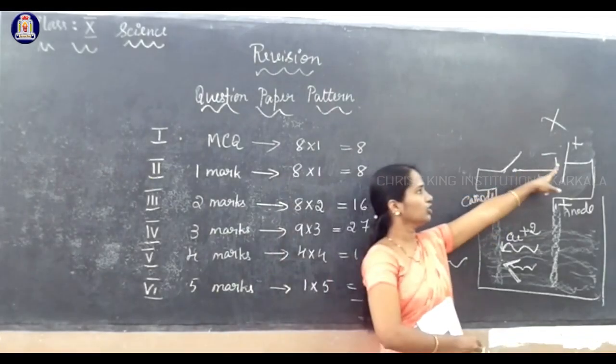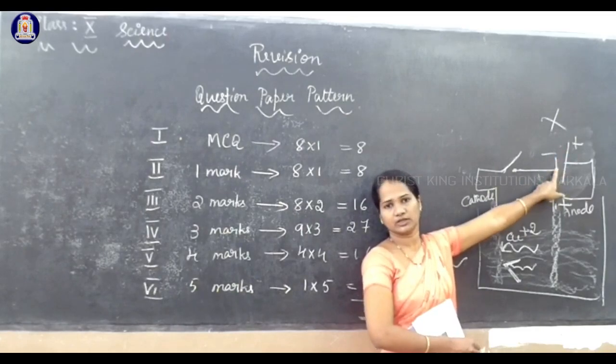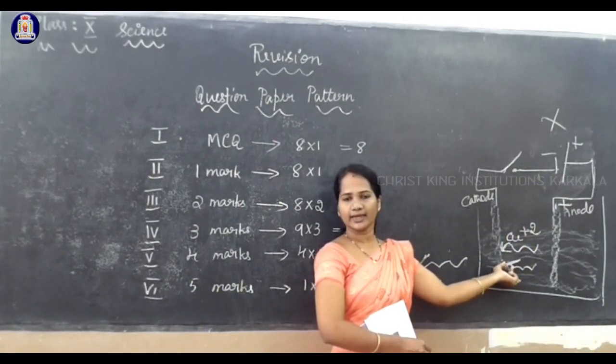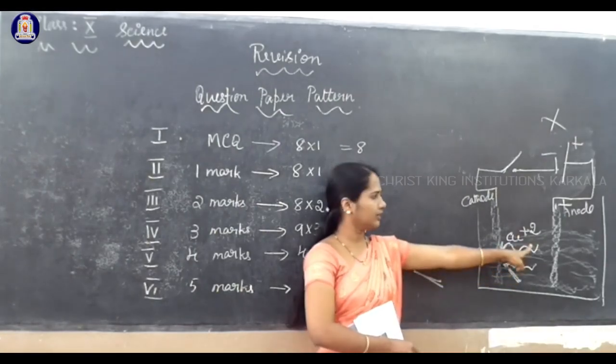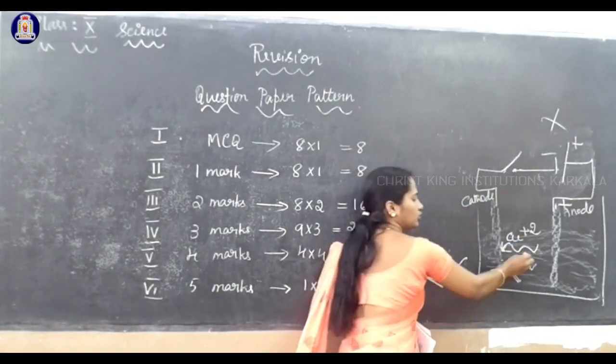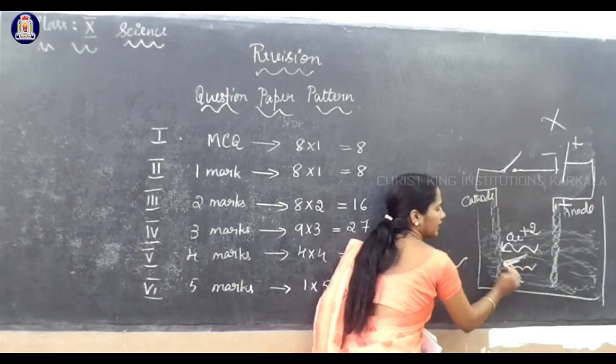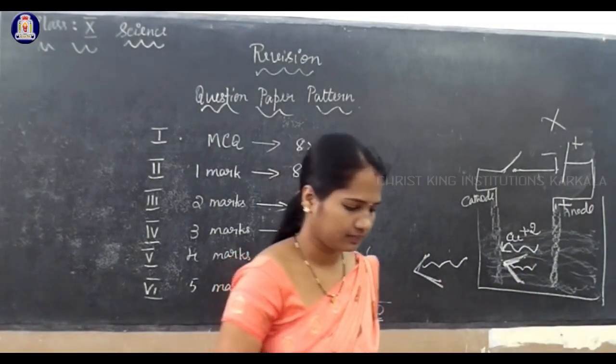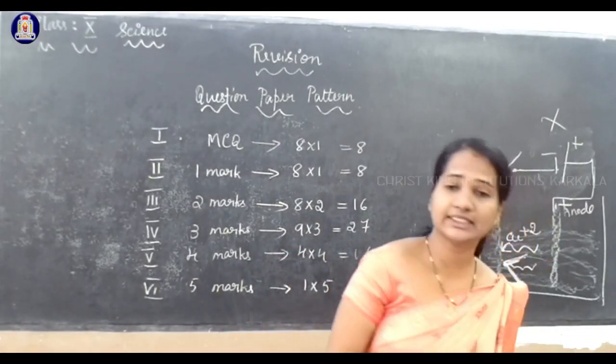One thing, you should not change the connection here, and one more thing, this direction. If you write the wrong direction, marks will be deducted. The movement of the ions should be towards the cathode. You have to remember that while drawing this diagram. Then we will move to the next lesson.